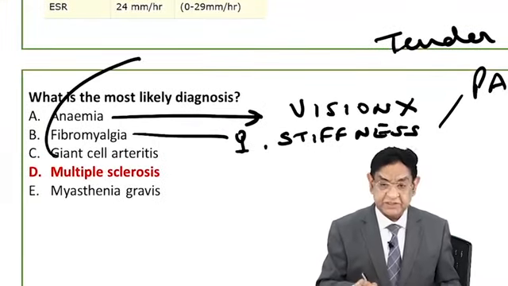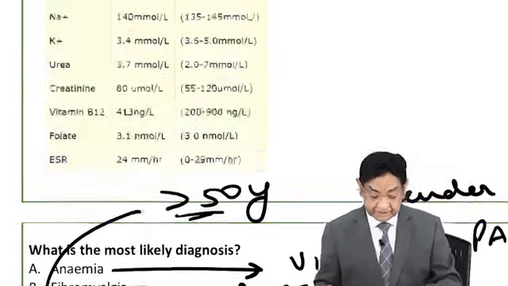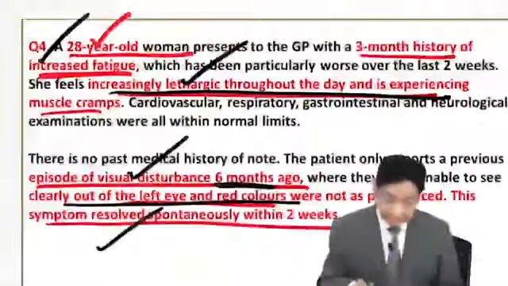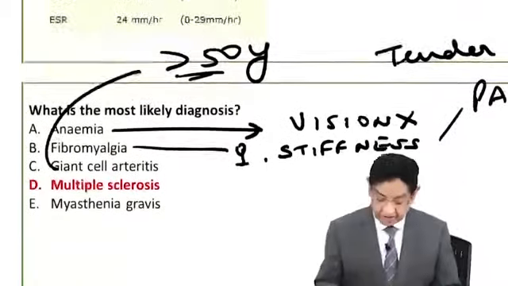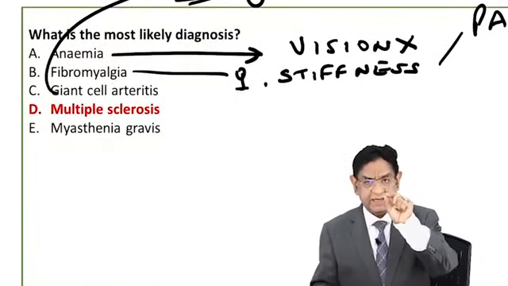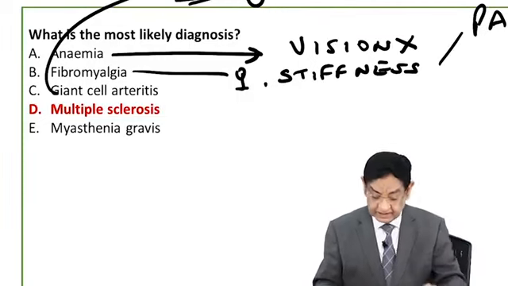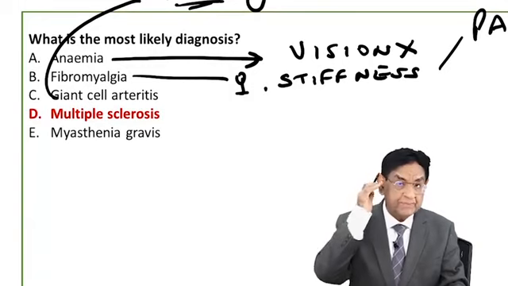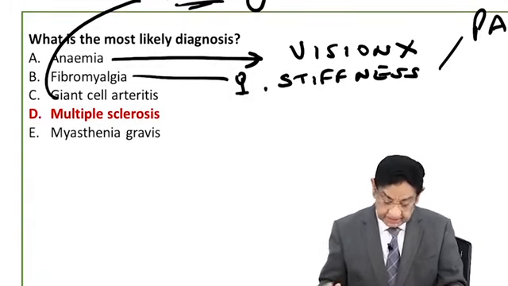Giant cell arteritis, straightaway ruled out, is a disease of those above 50 years. It's not a disease of a patient of 28 years, 100% ruled out by age only. Moreover, the giant cell arteritis patient comes with headache and superficial temporal artery tenderness. However, age is totally out.